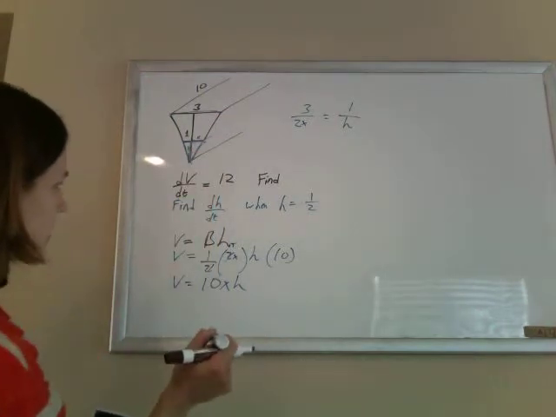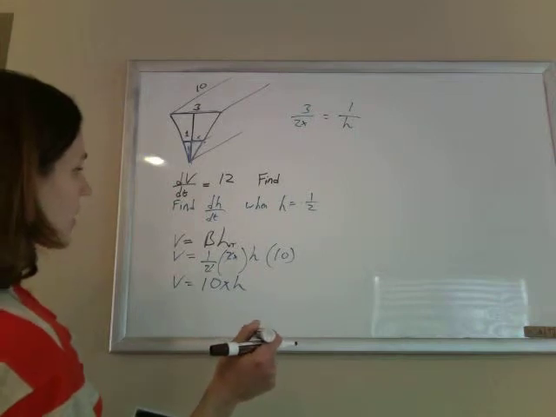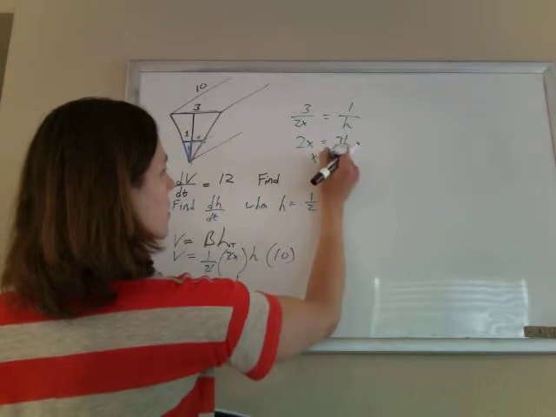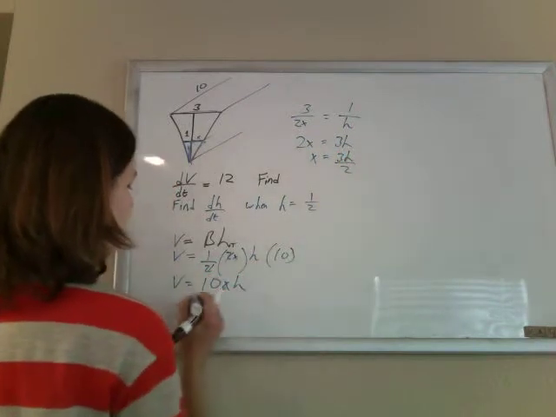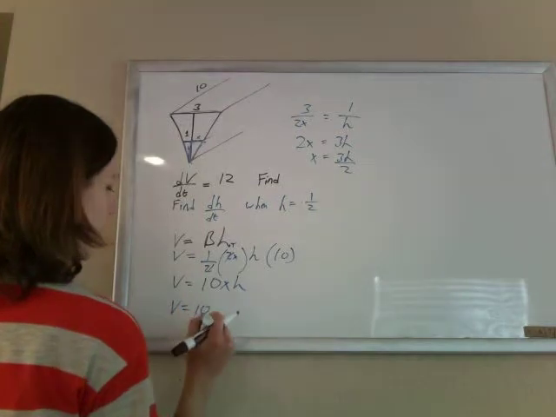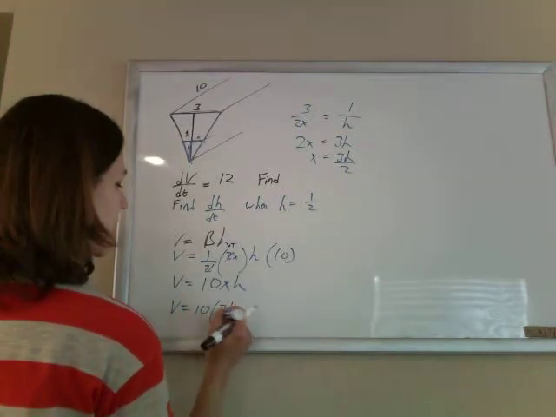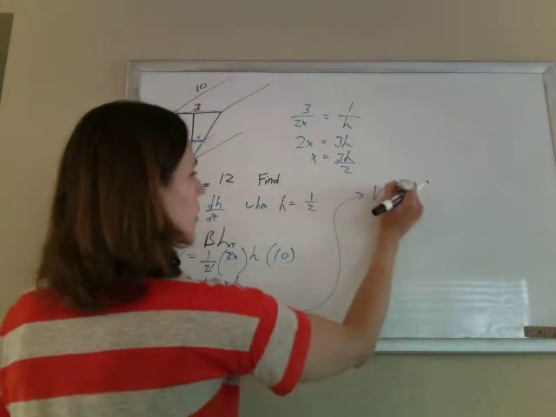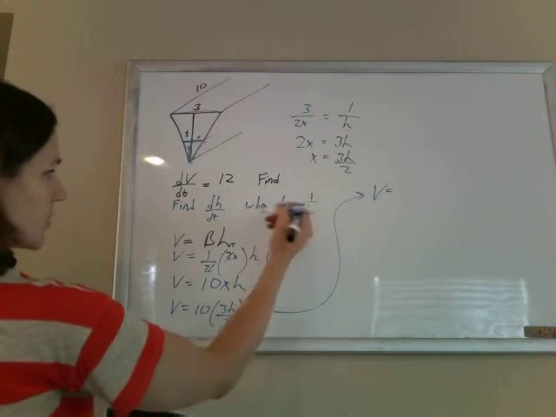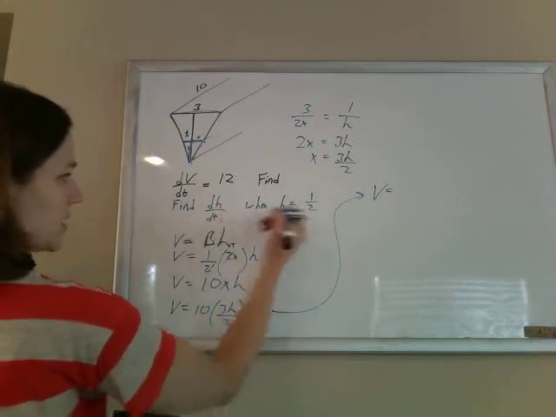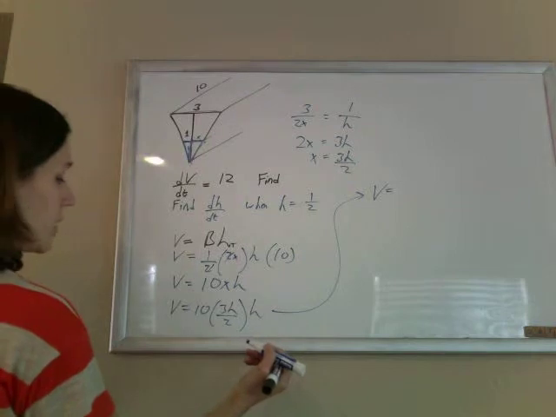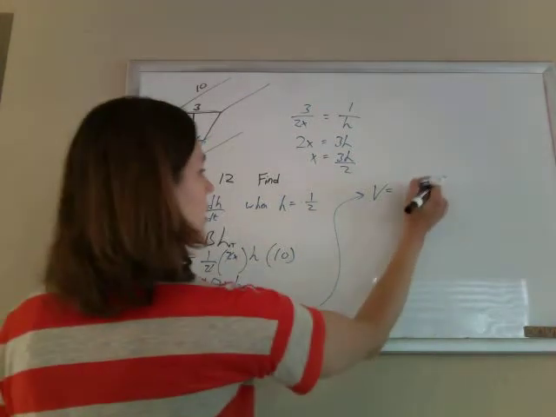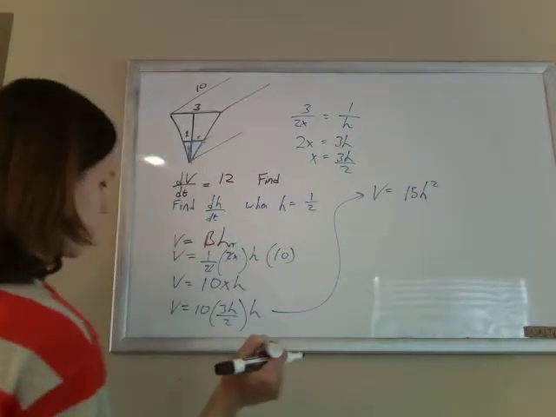And so I can solve for one of these. I think I'd like to solve for x. So I've got 2x is 3h, so x is 3h over 2. So when I plug in, I have the volume is 10 times 3h over 2 times h. So if I clean that up, now it's all in terms of h, and that's what they want me to find, right? dH/dt when h is 1/2, so that's nice. So this is going to be 15h squared.